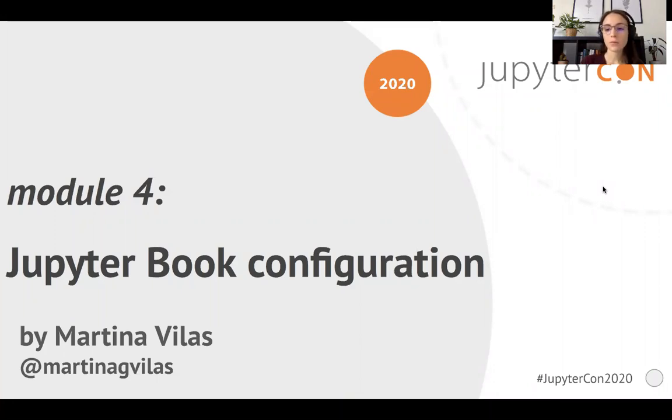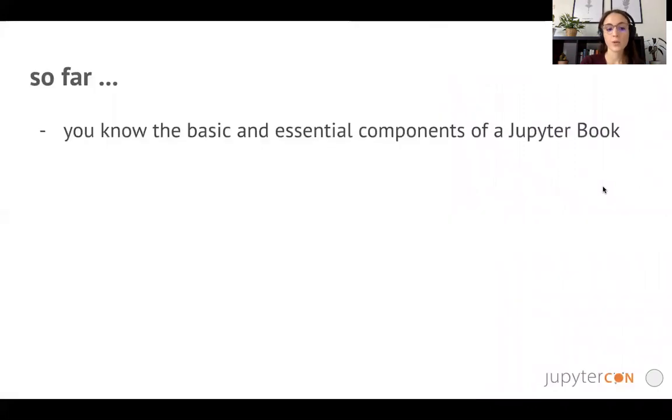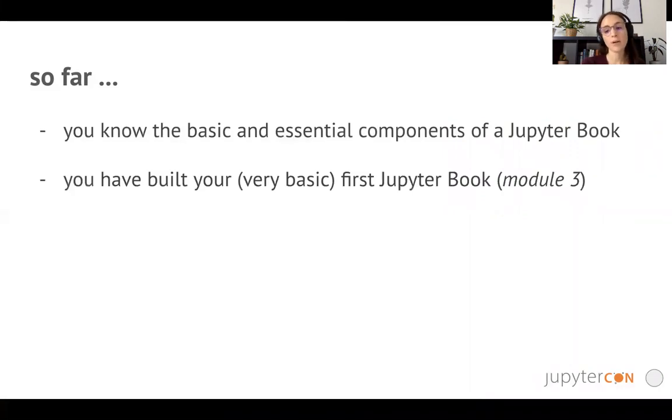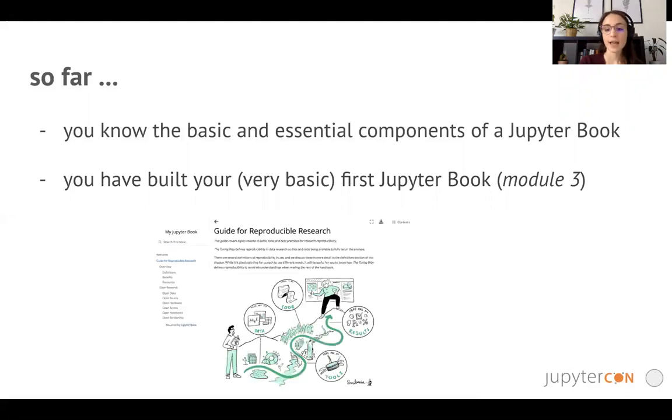So for module 4, we assume the following. We assume that you already know what the basic and essential components of a Jupyter Book are, that is, the components that are absolutely needed in order to build a Jupyter Book. And we also assume that you have already built your very basic, but still okay, first Jupyter Book. And this one should look like this. If you haven't been able to reach this step, please make sure to run module 3 again and contact us if you have any issues or questions.